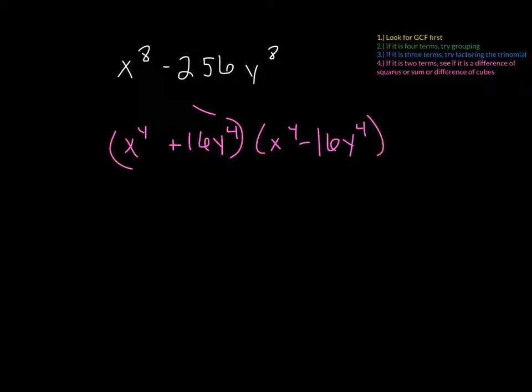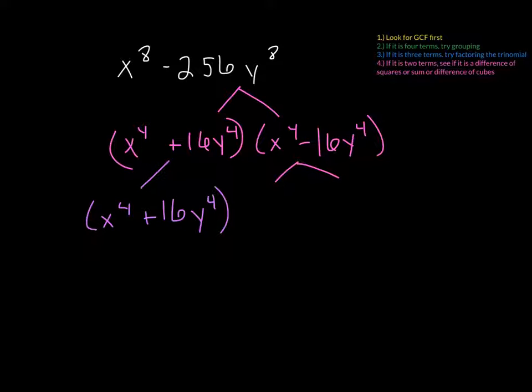And let me fix these lines here. Those are our 2 factors. Now x to the 4th plus 16y to the 4th, that is a sum of squares, which you can't do anything with. So we'll bring that down. This one, x to the 4th minus 16y to the 4th, that's a difference, and they are both perfect squares, so we can factor that more.